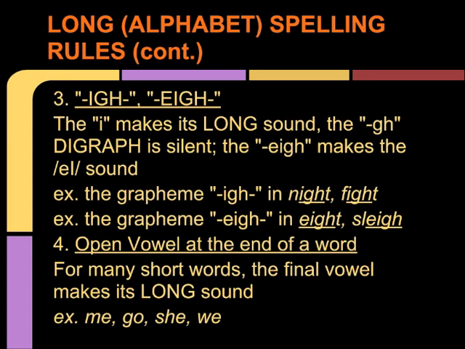Number 4. The open vowel at the end of a word. For many short words, the final vowel makes its long sound. For example, in the words me, go, she, and we.